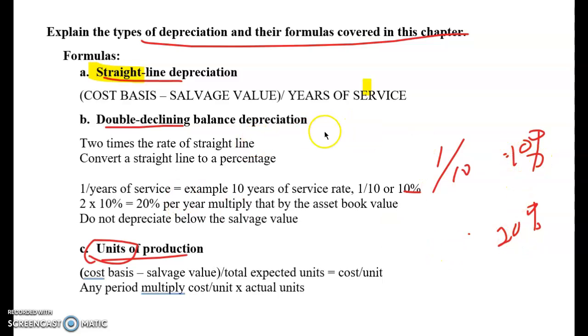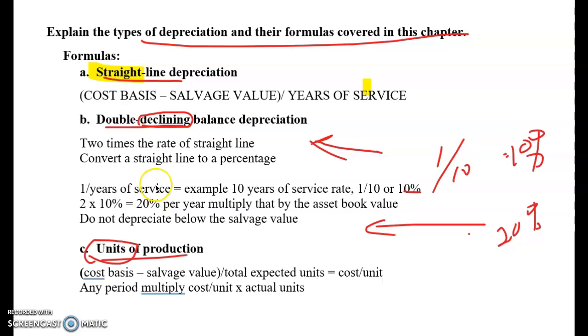So 10% would be here, straight line, and then 20% would be here. The thing about straight line is it's 10% every single year. Double declining is not, because if it was simply double, then 10 years would be 5 years. But we're going to decline it every year.